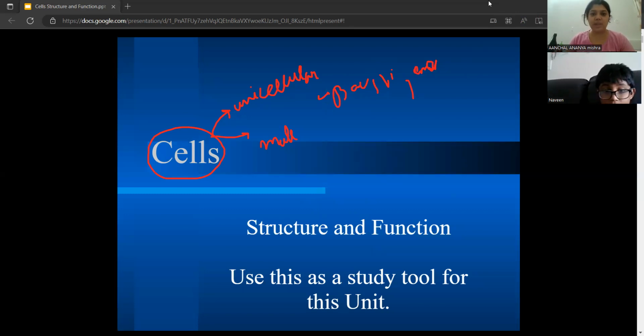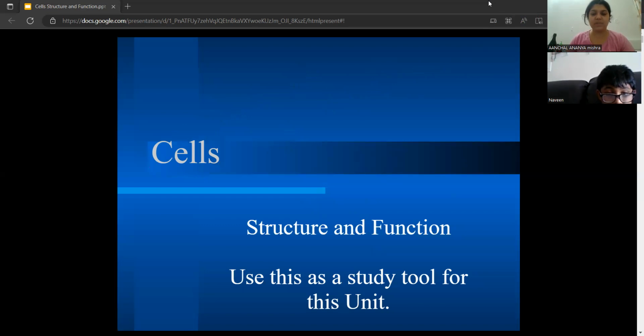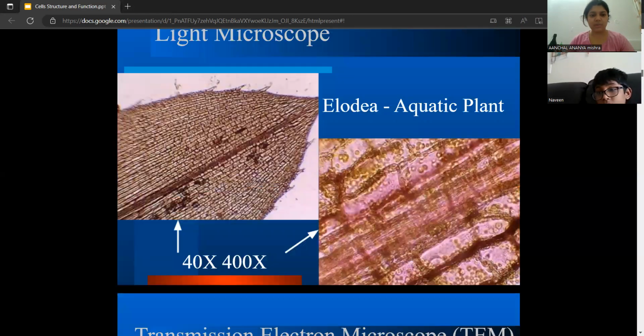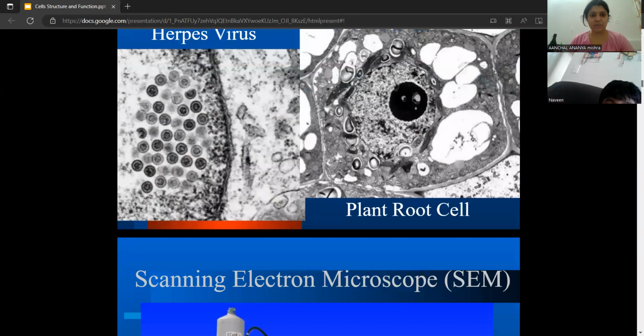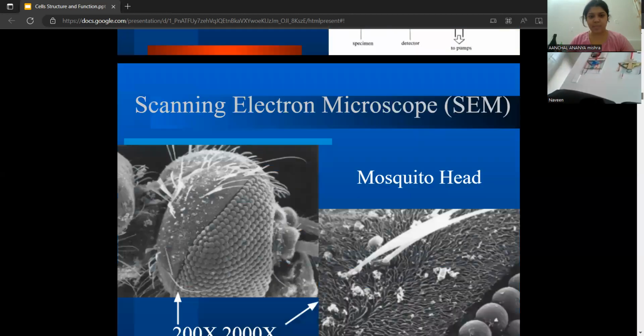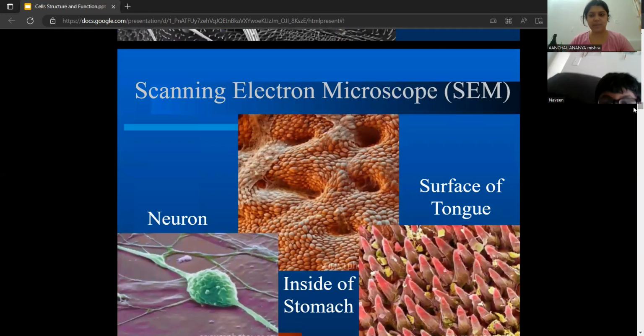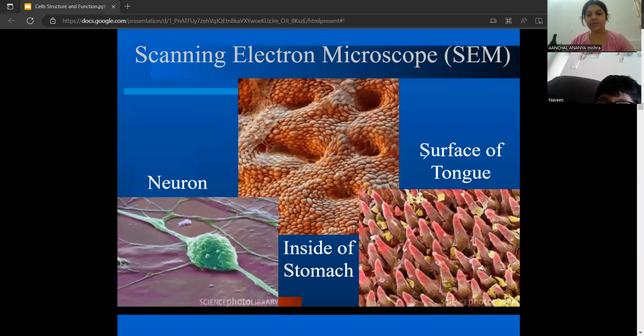Do you want to see how a cell looks under a microscope? Have you ever noticed a cell under a microscope? No. Okay, I'll show you. This is not exactly a cell, but this is how the surface of our tongue looks. If I put your tongue under the microscope, you will see these structures. What are these conical structures? Tell me.